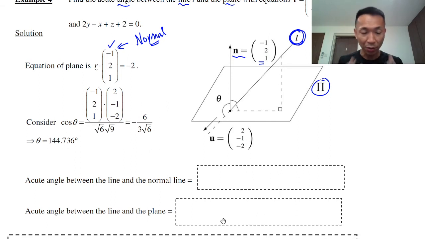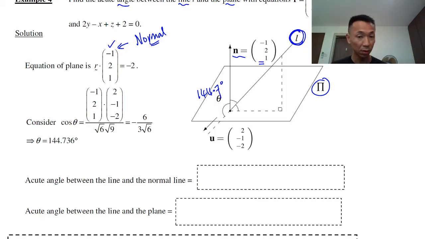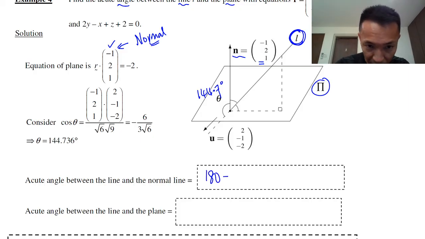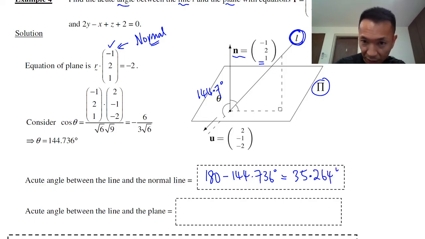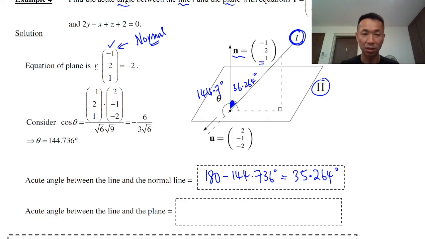What is 144? Diagram is super important. This is 144.7. First, I need to take 180 minus 144.736, I'll get 35.264. Now, what is 35.264? This is 35.264. Is 35.264 the answer? No, 35.264 is just the angle between the line and the normal vector. It's the acute angle between the normal and the line.